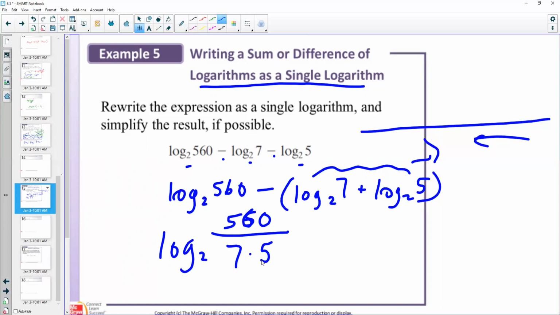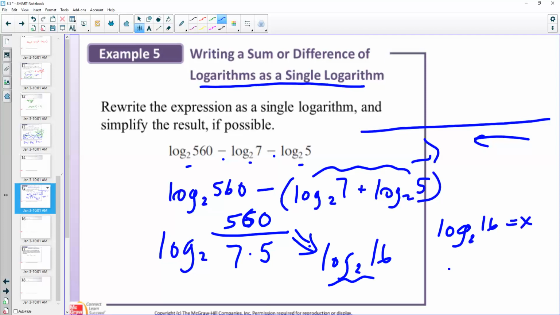Well, great. Log base 2 of 560 divided by 7 times 5. Well, I can figure that out. You can do 560 divided by 7 times 5. 560 divided by 35. I'm just going to check my math, is 16. So I have log base 2 of 16 when that simplifies. This you can figure out, right? Think about it in our simplified form.